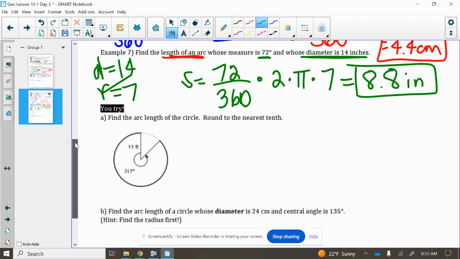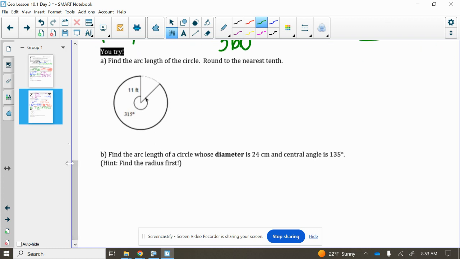All right, 2 final examples for you to try. On this first one, they are giving you your radius, and you are finding the length of this major arc this time, round to the nearest tenth. And on the last one, they are giving you the diameter and your central angle. You are looking for the length of that arc.